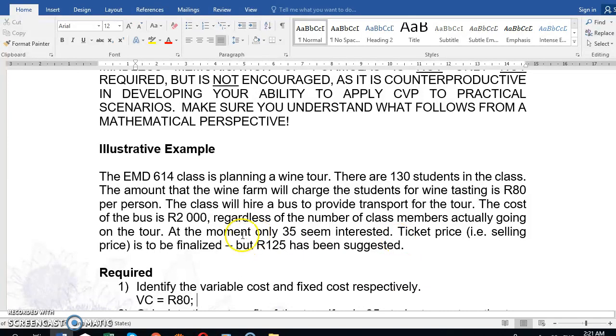Then the next cost there is the 2,000, which is for the cost of the bus, and that's regardless of the number of people going on the tour. And remember, the definition of a fixed cost is that it's unaffected by sales volume or production. In this case, the sales volume is the number of students. This 2,000 is unaffected by the number of students, so therefore that is a fixed cost. Alright, that was simple enough.